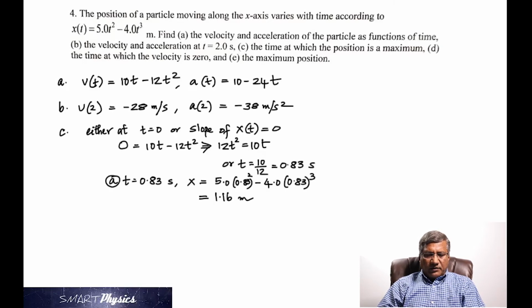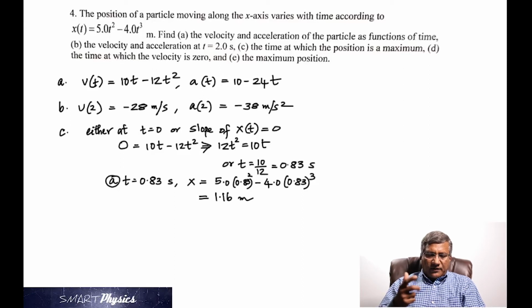So either at time t equal to 0, this could happen, or the slope should become 0. We'll go for the second part. So we'll set the slope. We know that the slope is the velocity. So we set the slope as 0, or rather the velocity is 0. So velocity 0 is equal to 10t minus 12t squared from this equation. Solve for time. You get the time as 0.83 seconds.